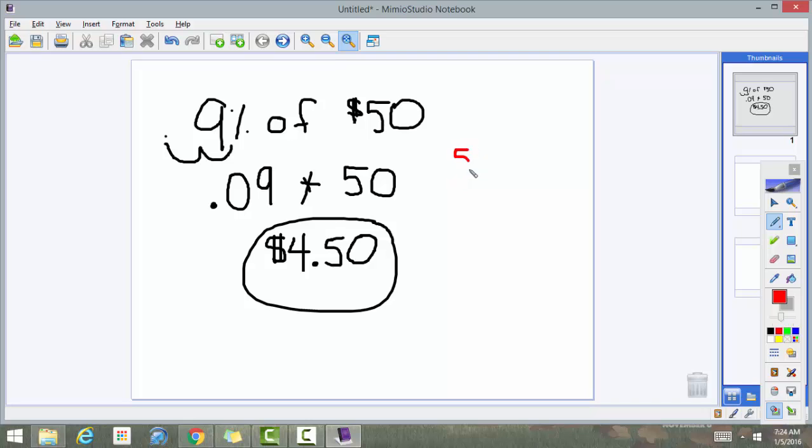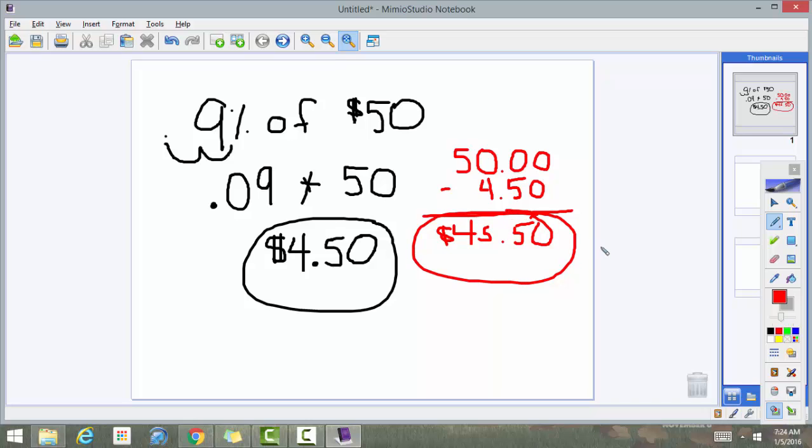If the question asks how much will you pay for this item after your discount, I have to do one more math problem, which is subtracting the discount from the original price. So whether you want to do it by hand when you line up the decimal points, or you could use a calculator, I know my final answer is going to be $45.50 with my dollar sign. So that's one example of how to calculate the percent of a number.